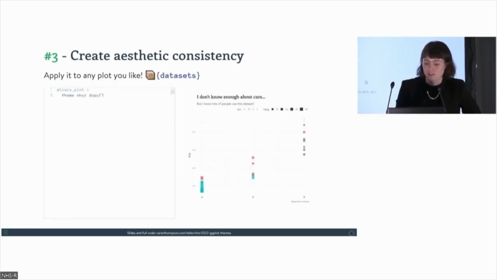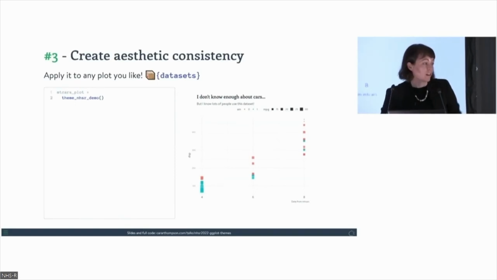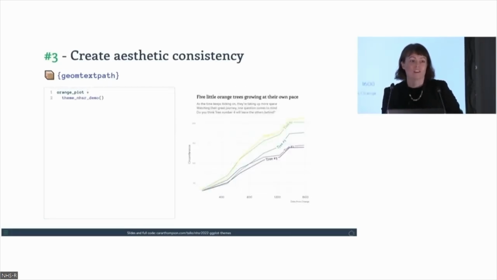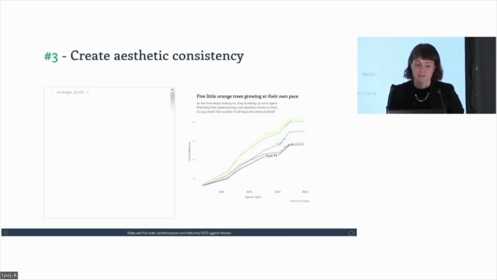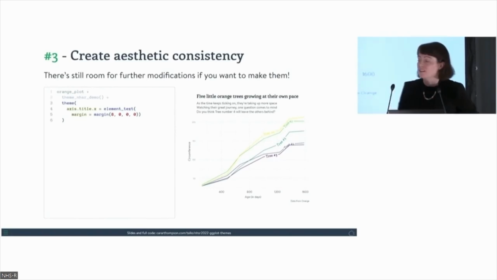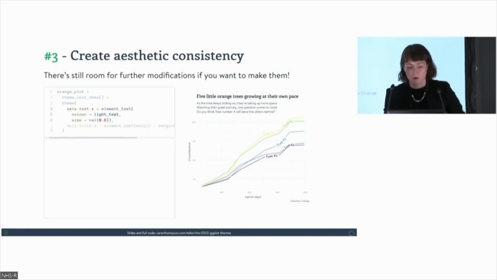So here is one using mtcars. I don't understand enough about cars for this dataset to be useful for me, but I know a lot of people quite like using it. Here's one with the orange dataset. Again, just one line of code, and we've made it look exactly like the other ones. Here, what we can do is still modify things if we want to. So actually, it turns out that the x-axis label is quite useful in this plot. So we can go and put that back in, and that's the beauty of using the plus operator.